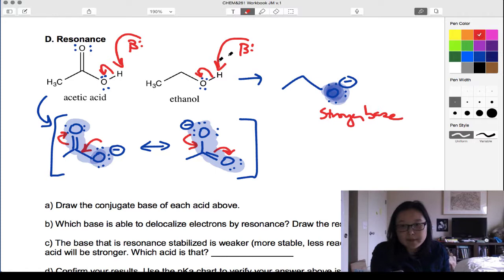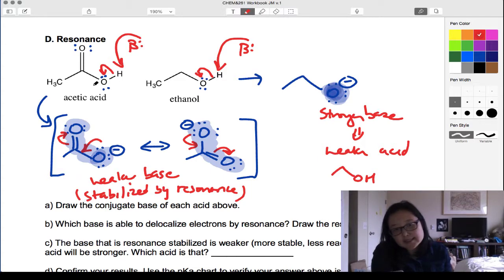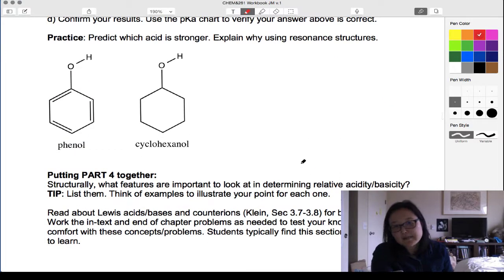So therefore, my conjugate acid is going to be weaker compared to this one. Stronger base gives me the weaker conjugate acid when this is protonated. Whereas these guys are weaker bases. And I'm going to show you a term called stabilized by resonance. So these are weaker because they're stabilized by resonance. Therefore, their conjugate acid is going to be stronger than the one we're comparing to. All right, use the concept of resonance and tell me which of these acids would be stronger. And then also think of which acid would have the lower pKa.